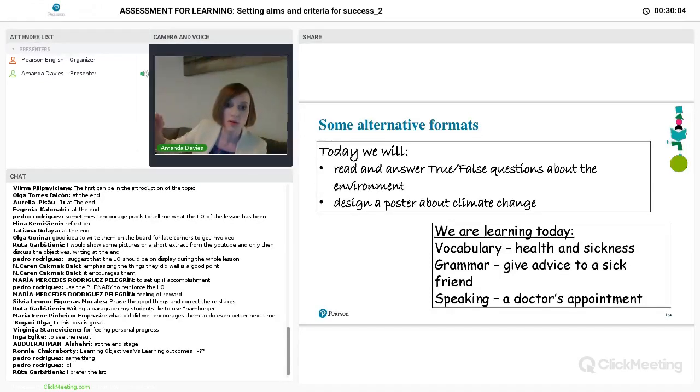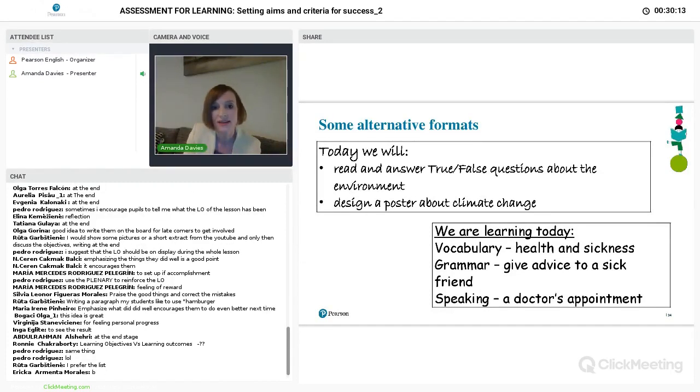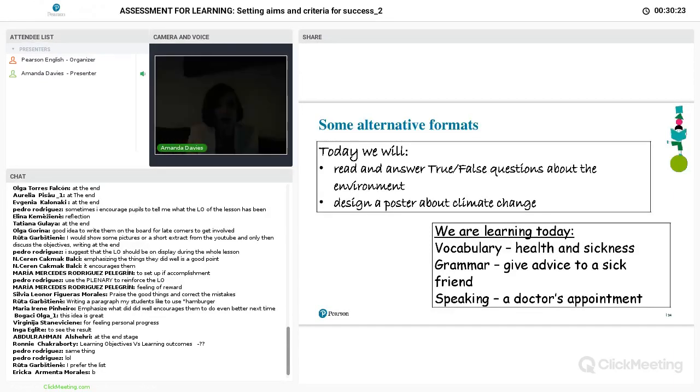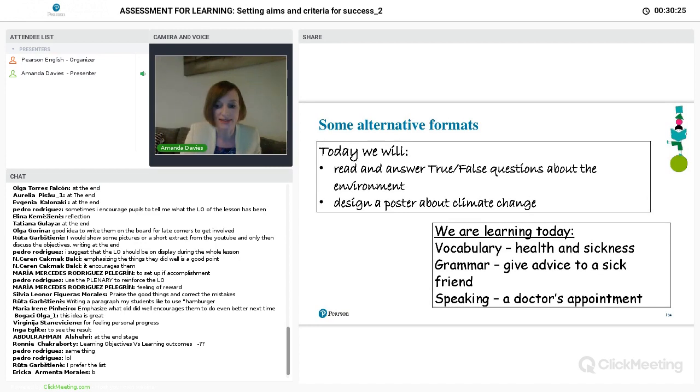What you put on the board is always backed up by the questions you ask. So here, vocabulary is health and sickness. You can still ask students to discuss and tell you which words do you know about health and sickness. How do you give advice? So again, it's up to you. The format works for your students.